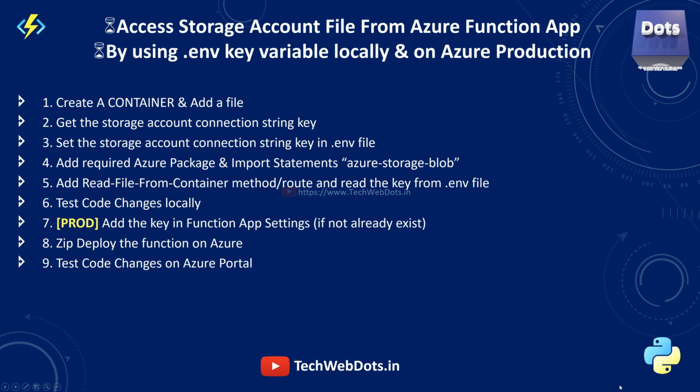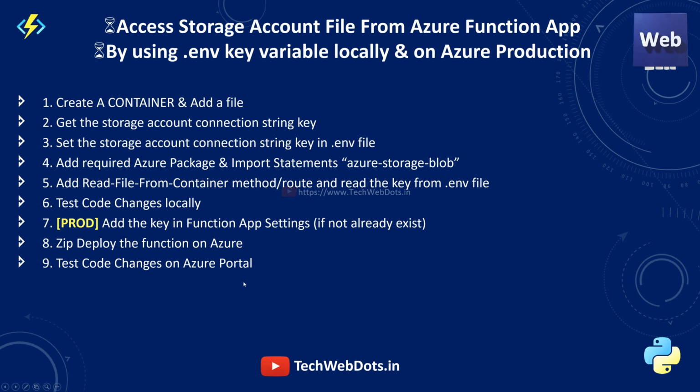We have to create a container and add some sample files, and get the storage account connection string. Then we have to store the connection string key for accessing from our local machine. We will store that in the environment file, and we will also add the required packages in our program, so we can add those import statements. Then we will add our new route through which we will fetch the container name or file name from the Azure storage account and display it as an API response.